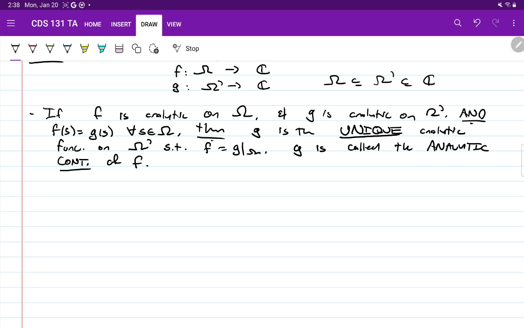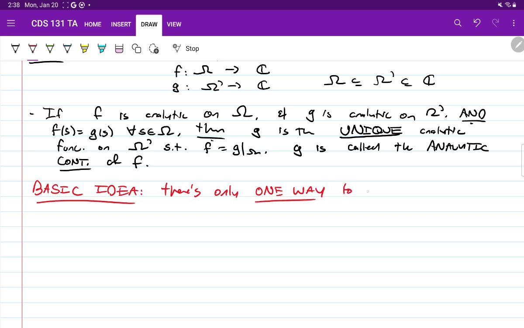So the basic idea of this result is that there's only one way to extend an analytic function to an analytic function on a larger domain.